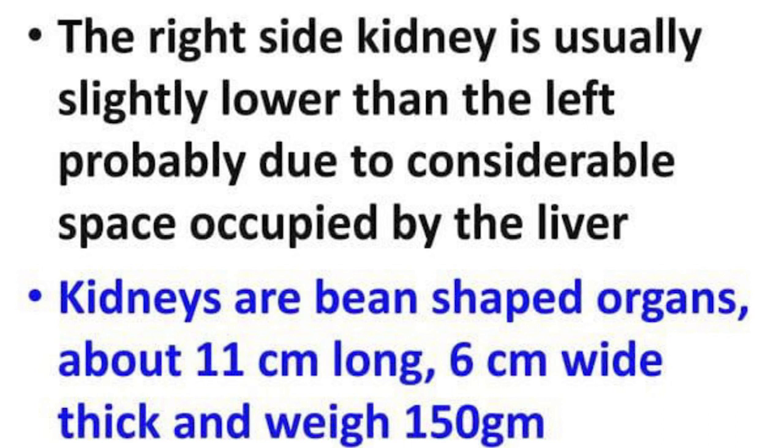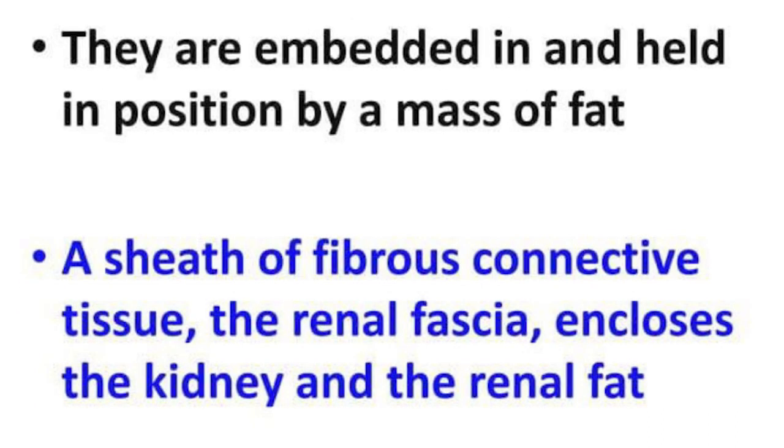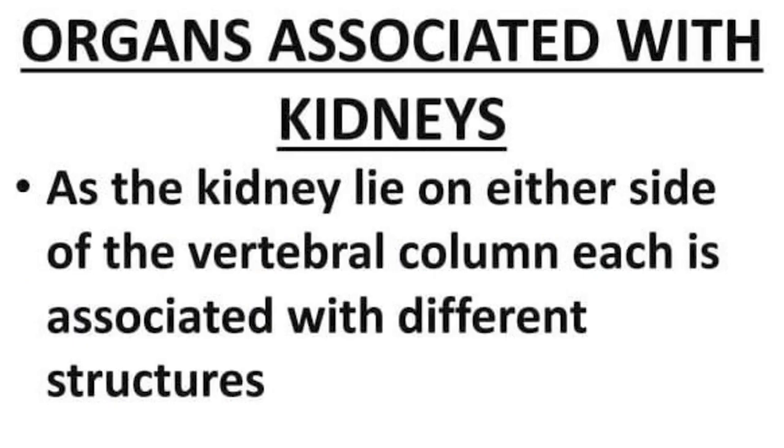The kidneys are bean shaped organs about 11 centimeters long and 6 centimeters wide, with a weight of about 150 grams. They are held in position by a mass of fat, and are also connected with fibrous tissue, fascia, and enclosed with the renal fat. The organs in association with the kidney lie on either side of the vertebral column, and different structures are related to the kidneys.